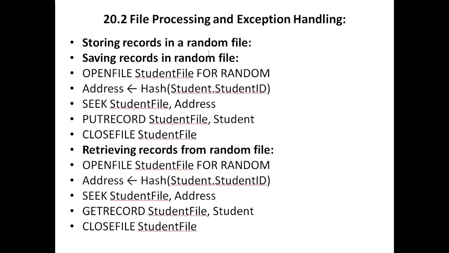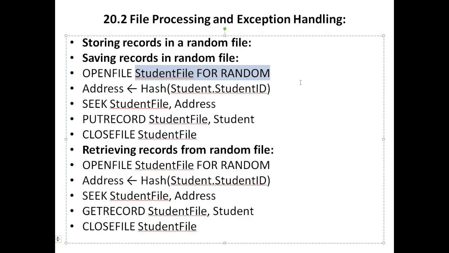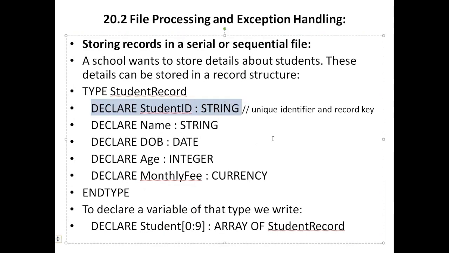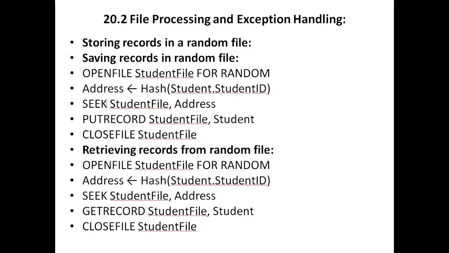Storing a record in a random file: open file, student file for random. Then you will need to create a variable by the name of address. How will you find it out? You'll use the hash function. You don't need to write code for it. You can directly use it. Hash student dot student ID, because this is your, not primary key, this is your key field. According to your record, whatever is your key field, you can use that over here.